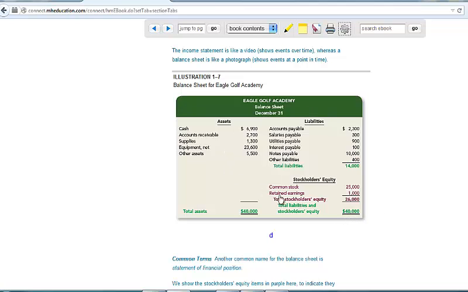In order to know that this financial statement is correct, the left side must equal the right side. If the two do not equal, then you have made a mistake somewhere up above in your income statement or your statement of stockholders' equity, and you need to go back and check those out and rework them.